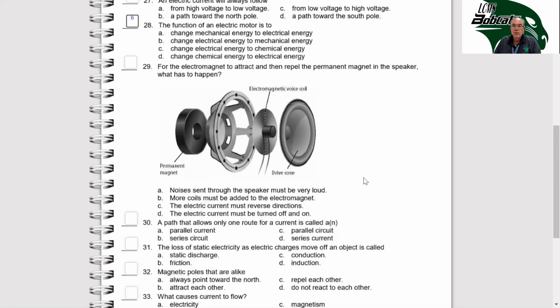For an electromagnet to attract and repel a permanent magnet in a speaker, so it has to attract and repel, then attract and repel. That means the poles have to switch somehow.